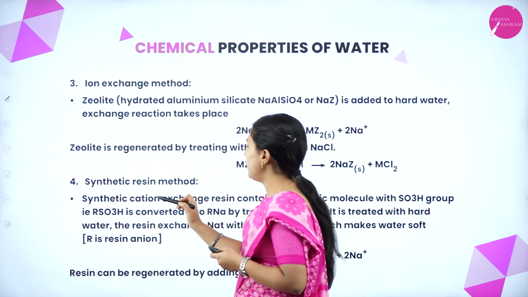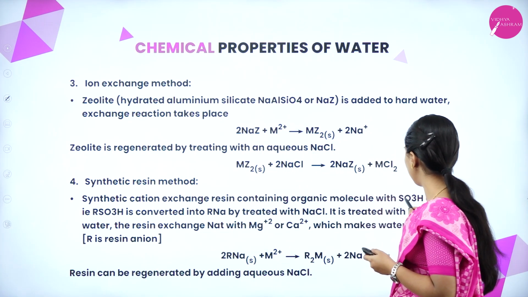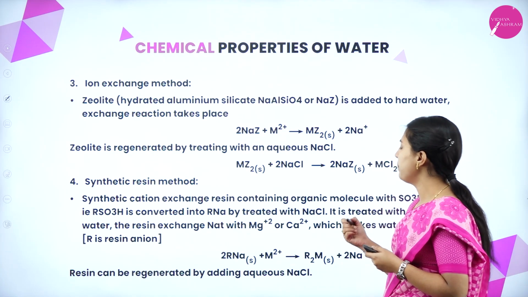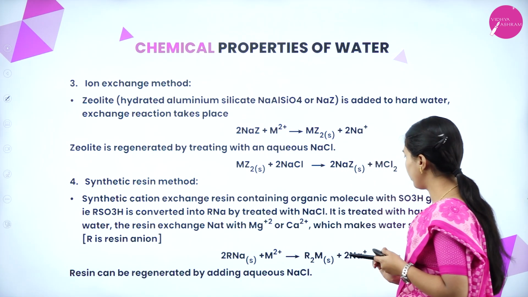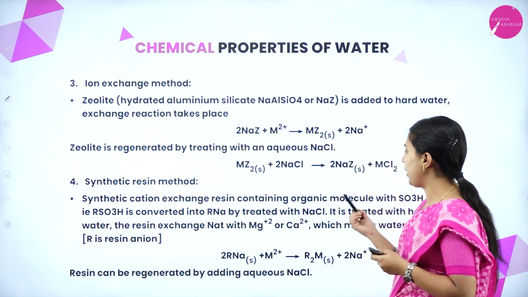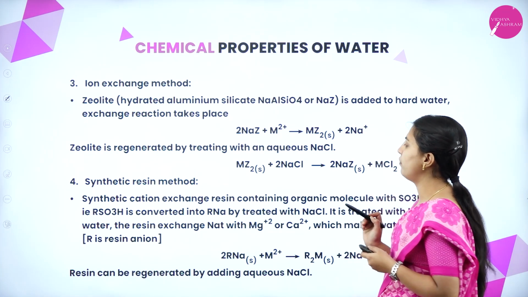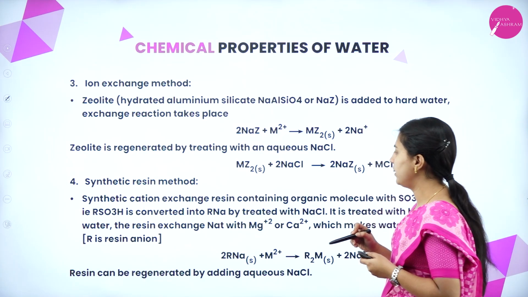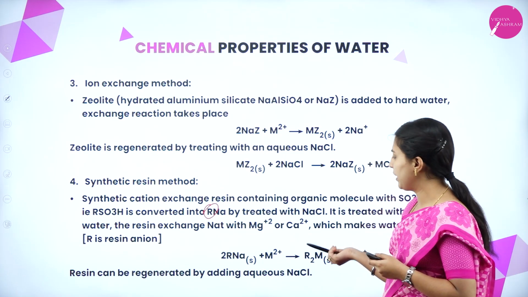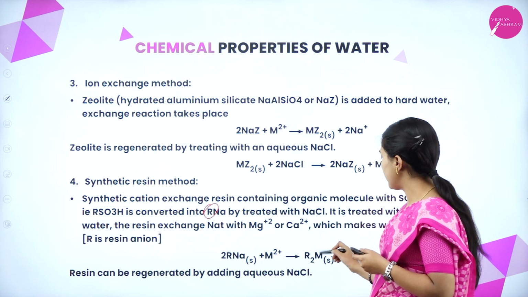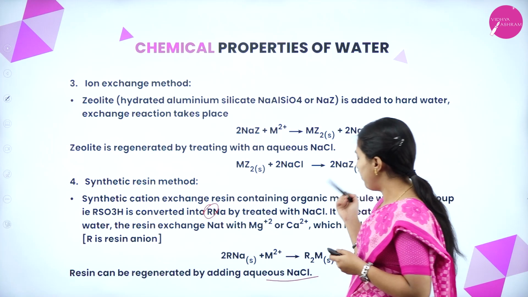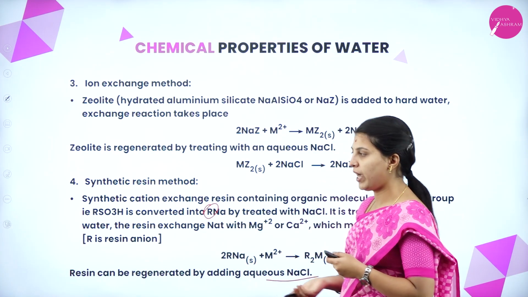Synthetic resin method. Synthetic cation exchange resin, containing an organic molecule with a sulfonate group, is converted into RNa by treating with sodium chloride. When it is treated with hard water, the resin exchanges sodium with magnesium or calcium, which makes water soft. Here R is the resin anion. Resin Na treated with M2+ forms resin metal and sodium. The resin can be regenerated by adding aqueous sodium chloride. If we add it, the sodium form will come back.